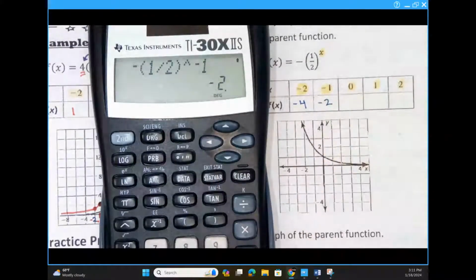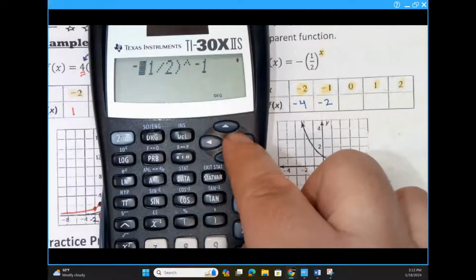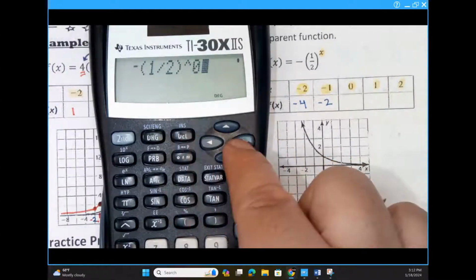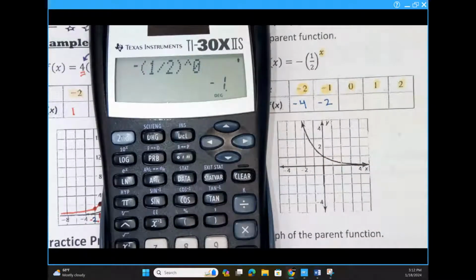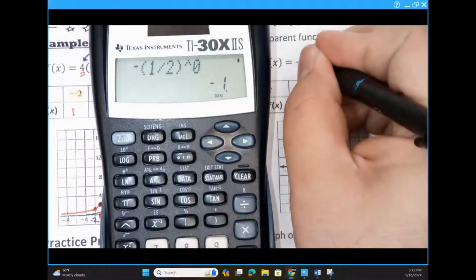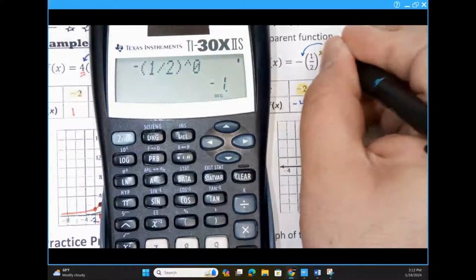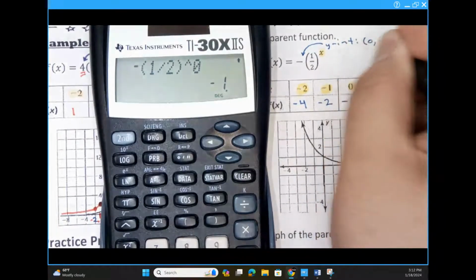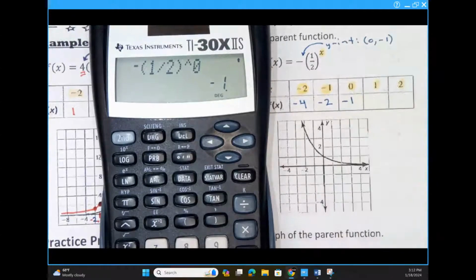All right, we're going to throw a 0 in there now. We already know what the answer will be. At least I have an idea what the answer will be. There's the 0. I'm going to delete the 1. All right, there we go. My answer is negative 1. And by the way, that makes sense. There's an invisible 1 there. My y-intercept is 0, negative 1. That's why it's here in my table.